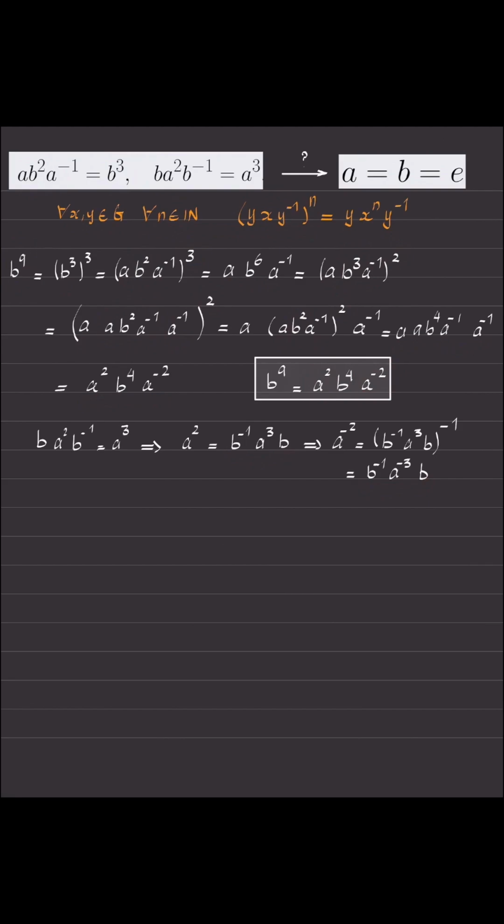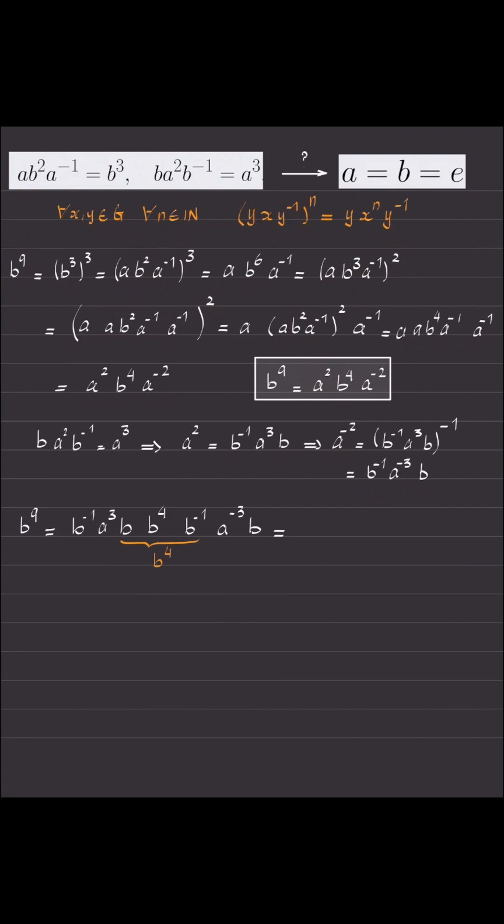So b to the 9 is equal to, let me repeat, instead of a squared you put this expression, so it becomes b inverse a cubed b, and then you see that you have b to the power of 4, and then this expression instead of a to the power of minus 2. So this becomes b to the 4 and then b inverse a to the power of minus 3 and b. Now let us see what I have. This expression here becomes b to the 5 times b inverse, which becomes b to the 4 again.